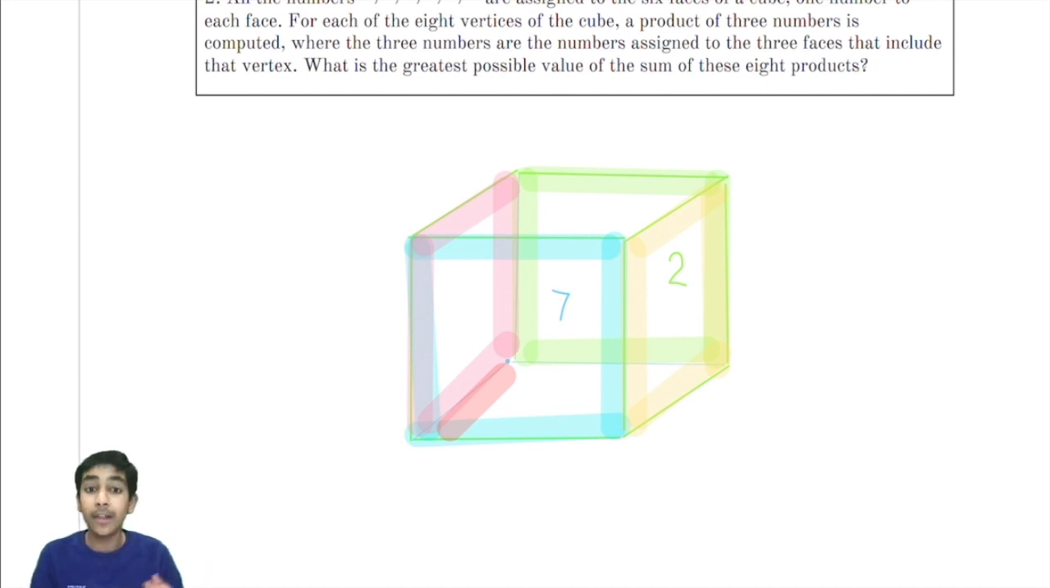The 1 is big. We don't want to waste the 7 on the 2, which is so small. So we put 7 on the front, 2 on the back. Now we have the numbers from 3 to 6.